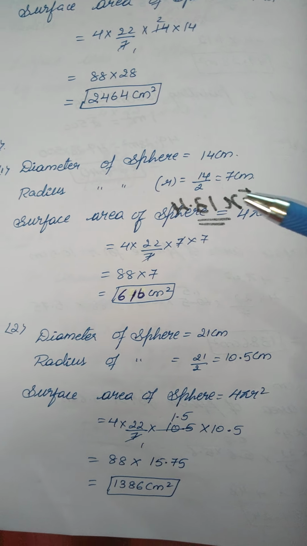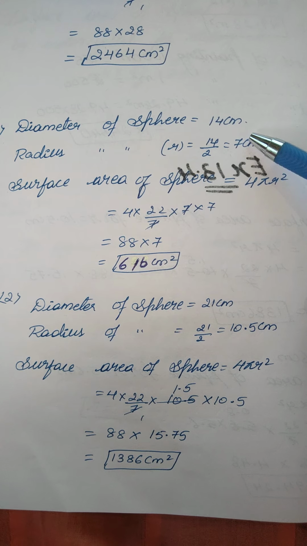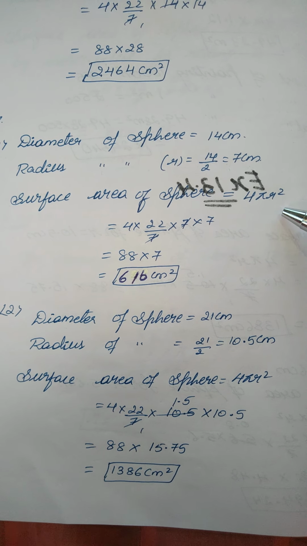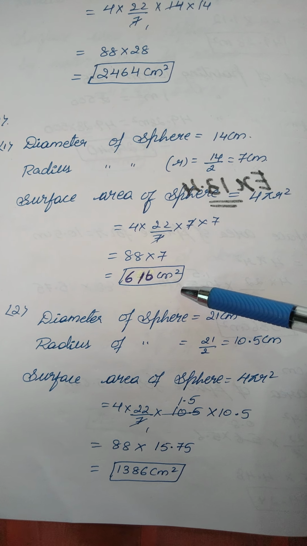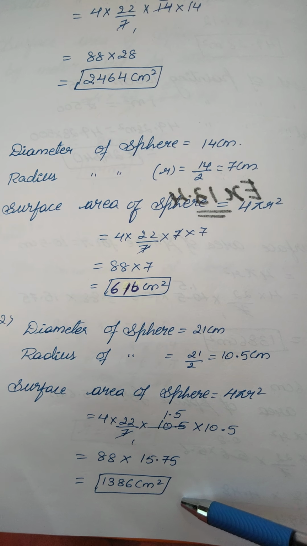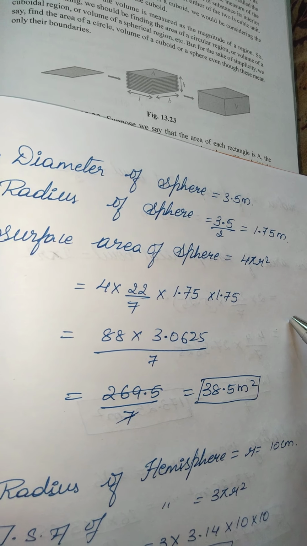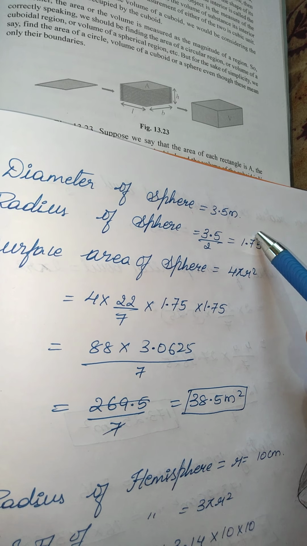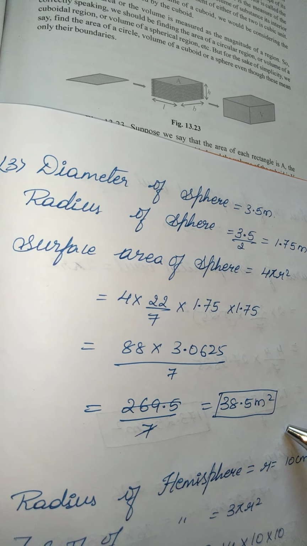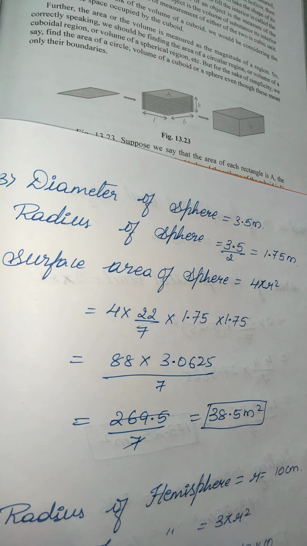Same kind of method followed for your second main question. They have given the diameter. You have to find the radius and then the same formula you are going to apply, 4 pi r square. On cancellation, first answer is 616 centimeter square. Second answer is 1386 centimeter square. And your third answer, diameter of the sphere is given. So similar way, same steps follow here. Henceforth I have not explained here. Third answer is 38.5 meters square. Thank you, children.